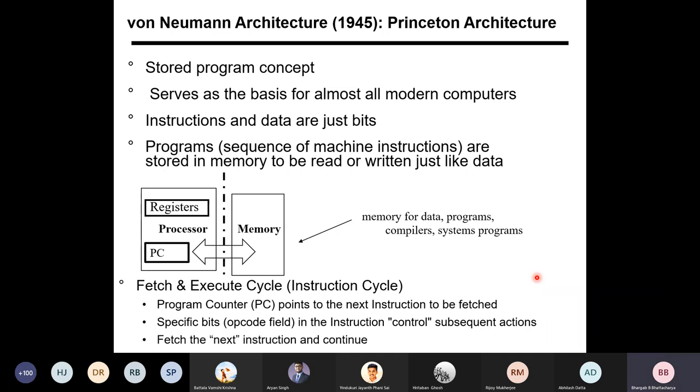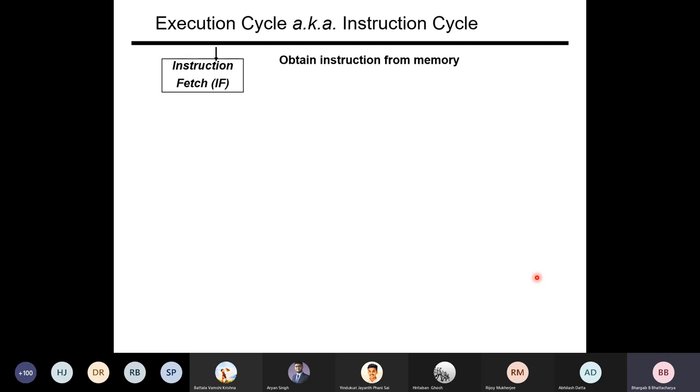All right. So you fetch the next instruction by this mechanism and continue. And this process is called the execution cycle, alternatively also known as instruction cycle. Now let us see how the program would execute and how to distinguish between program and data. So first of all, the first binary string which you are going to fetch from memory must be an instruction. So the program counter should point to the first instruction residing in memory. So the first step is the instruction fetch from memory.